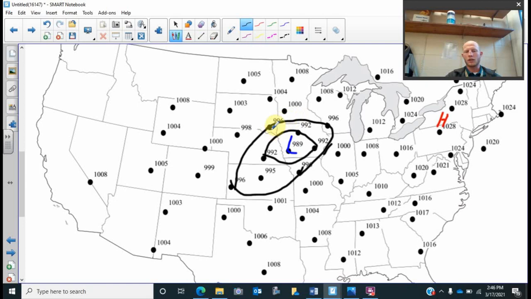So anything within this 996 line needs to be less than. Anything outside of the 996 isobar line needs to be greater than. So 998 is greater than. So that's how I know it goes outside. 1,000 is greater than 996, so I know it goes outside.